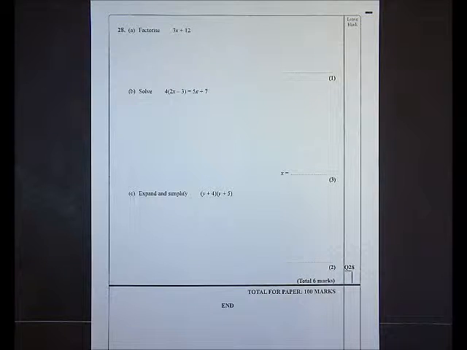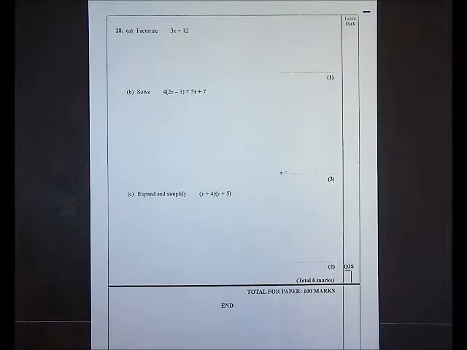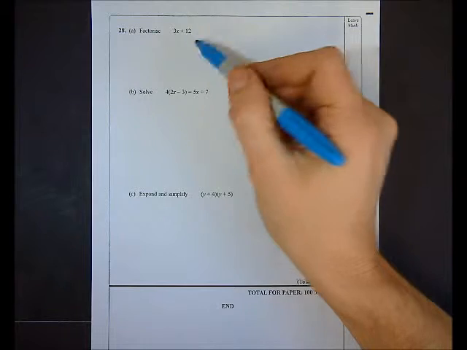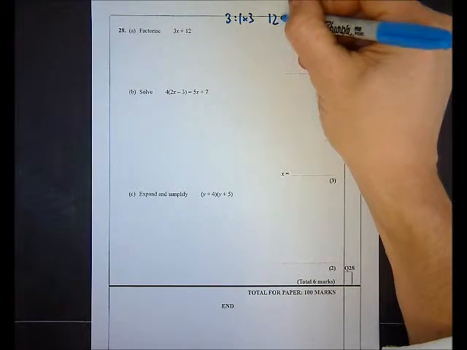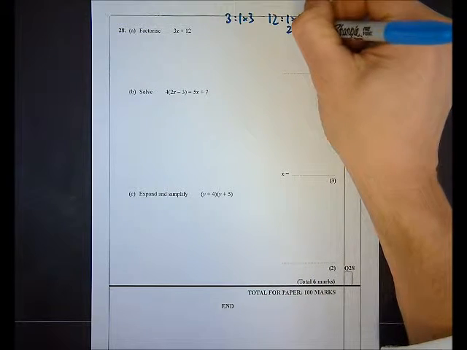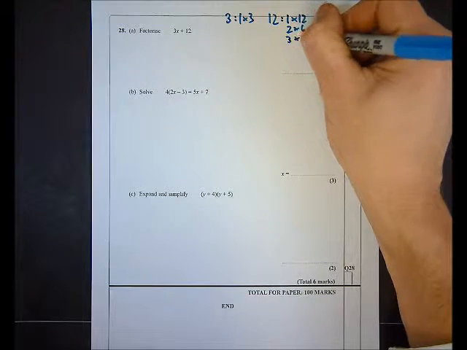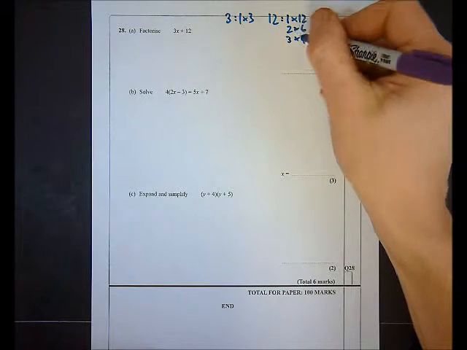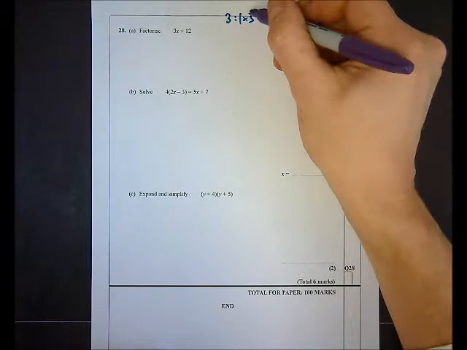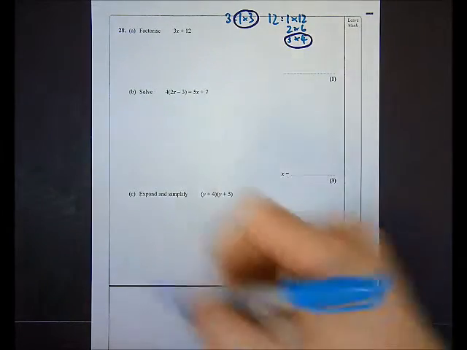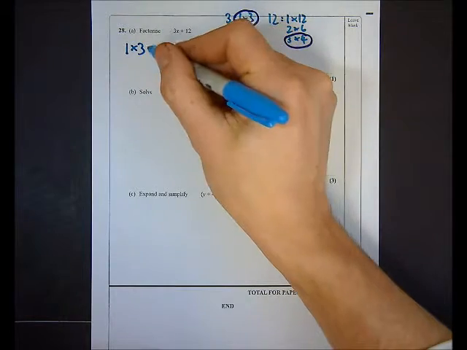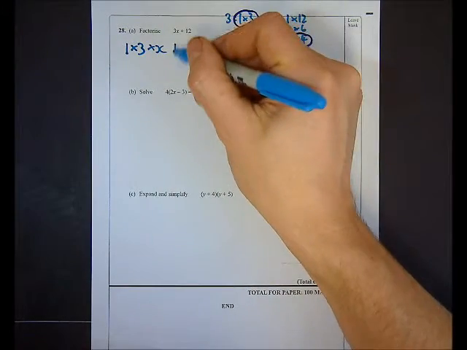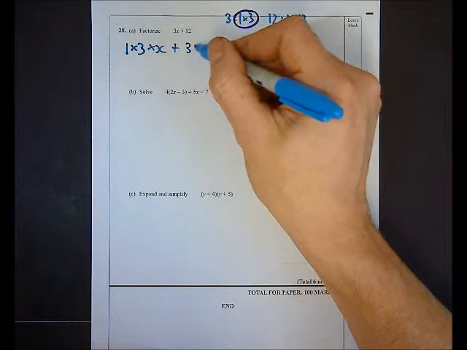Question 28. I'm told to factorise 3x plus 12. So a factor is a number that divides into something, so I need to find the number that divides into both 3x and 12. So factors of 3 are 1 times 3. Factors of 12 are 1 times 12, 2 times 6, and 3 times 4. And I can see that the only repeated factor is 3, in the 3 times 4 and the 3 in the 1 times 3 here. So rather than writing 3x, I can write 1 times 3 using this pair times by x. And I'm adding on to that 12, which I'm going to write as 3 times 4 instead.